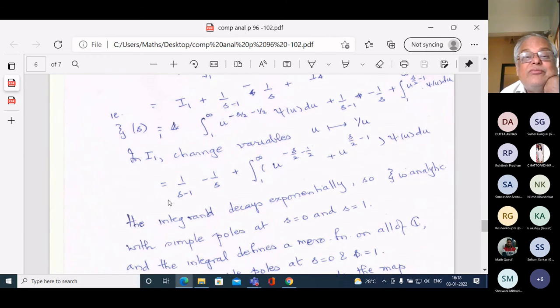So you'll get psi of s is 1 over s minus 1 minus 1 over s plus integral from 1 to infinity u to the s by 2 minus half plus u to the s by 2 minus 1, u to the minus s by 2 minus half plus u to the s by 2 minus 1, psi u du.